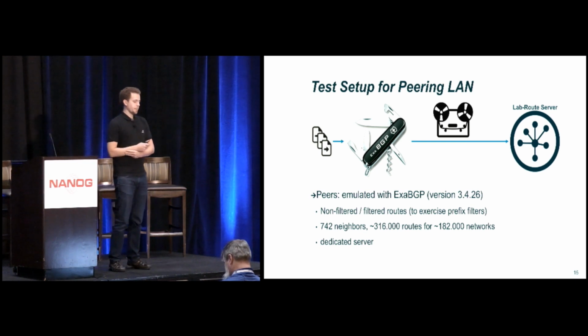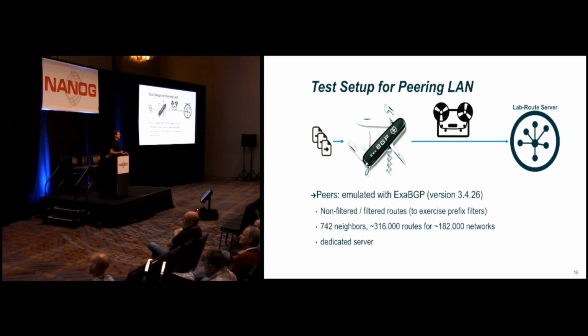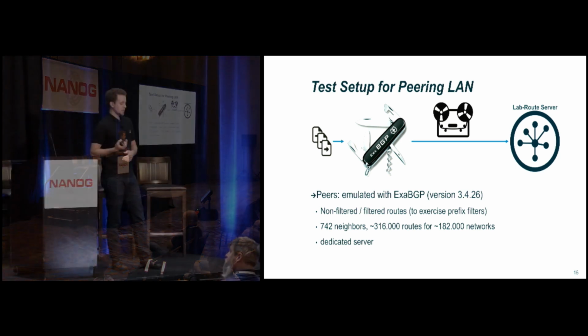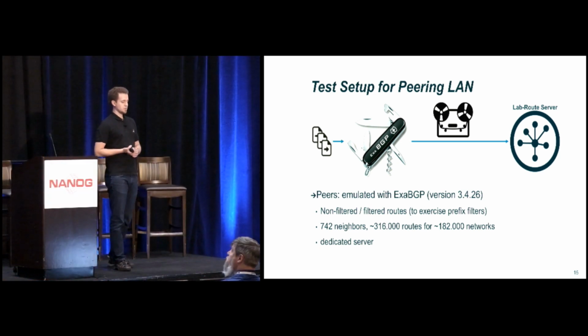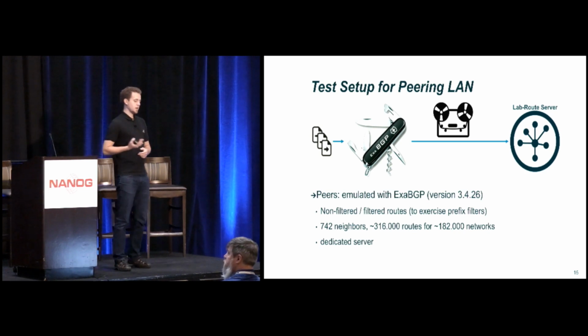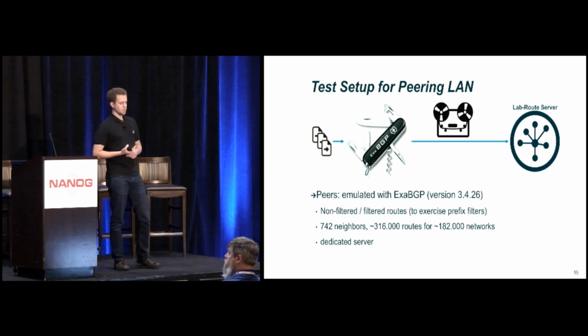Then our test setup. We were dumping the routes that we're seeing from our peers at the route server into some files and preparing extra BGP configurations. We were also taking the filtered and non-filtered routes so that we can exercise our prefix filters in the BERT configuration. And then we replay those advertisements against a route server that is running our configuration. So the test setup is composed of 740 peers, 316,000 routes for 182,000 unique networks. And it's all run on dedicated servers.